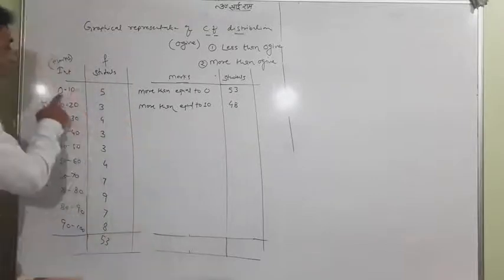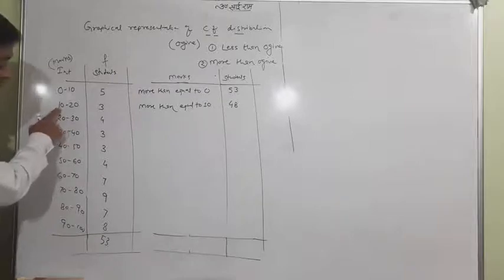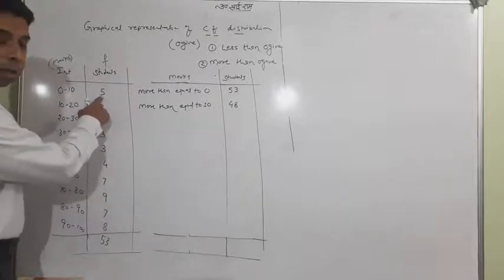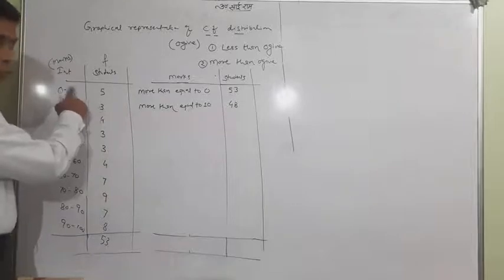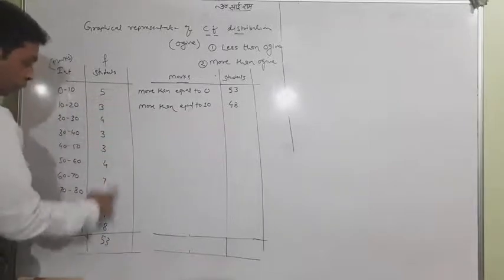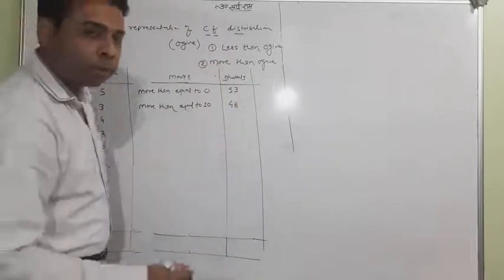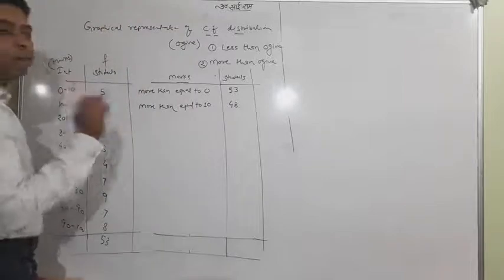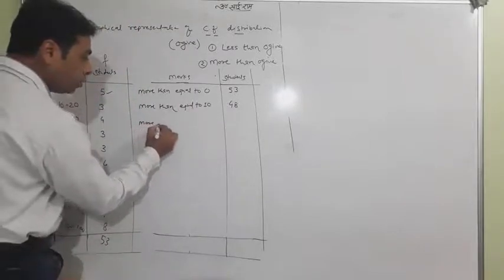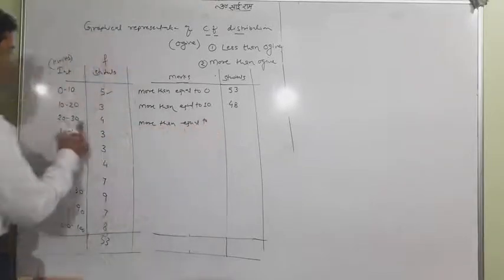Again, look, this is more than 0: 53. More than 10, meaning 10 to 100. How many will get? These are the 5 students who got 0 to 10 marks. So for 10 to 100, we will subtract 5 from 53. This 48, those got more than or equal to 10 marks. And this is the idea we have got: first we subtracted 5. Now it is more than or equal to 20.